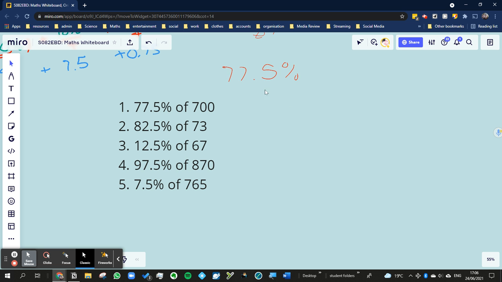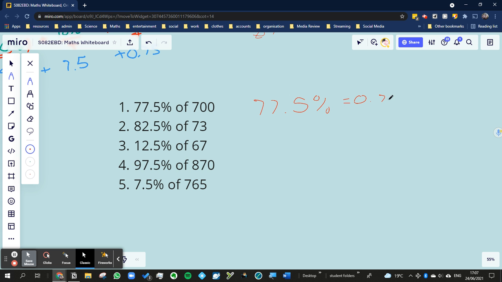So 77.5% of 700. 77.5% is just the same as 0.775. That's what the percentage is as a decimal. You just divide it by 100, and to turn it back into a percentage, you times it by 100. So 77.5% of 700 would be 0.775 times 700. Right, now that's what you would do on a calculator.